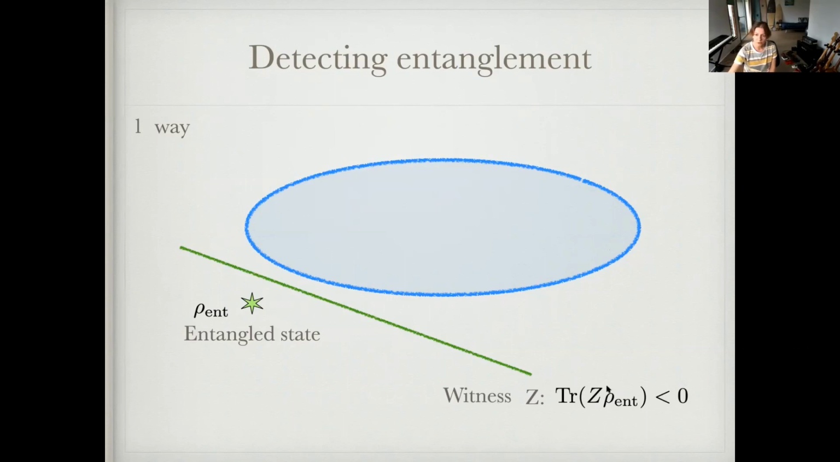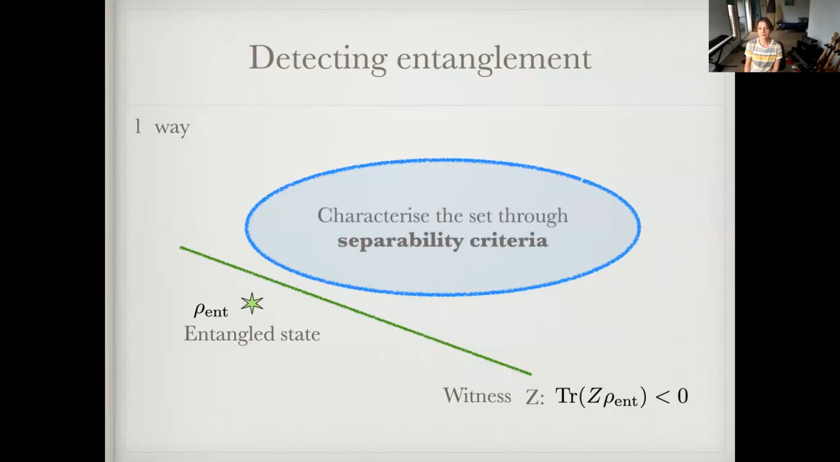So this will hold true only for an entangled state, when you apply an operator and you get a negative outcome. So this is a very nice way of detecting entanglement. However, for your method to be successful all the time, you would have to characterize the set completely. And the problem is that the set of separable states cannot be characterized completely. We don't have a complete description of it.